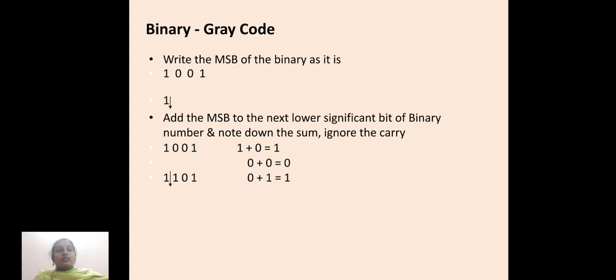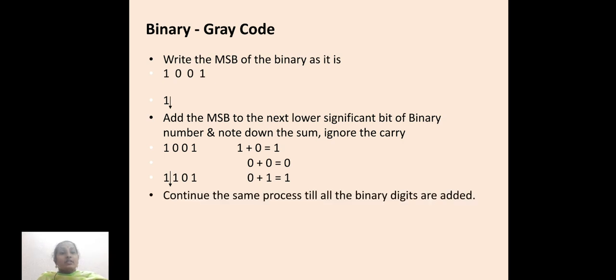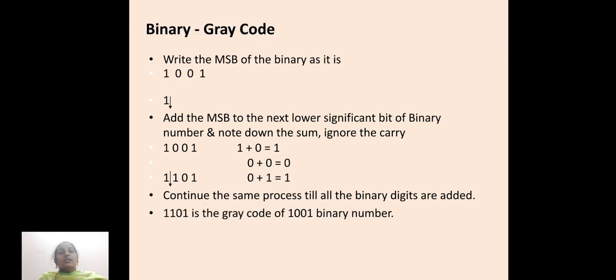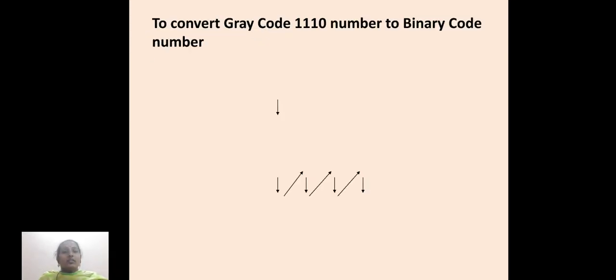See here how to do it. First write the MSB bit of the number as it is. Then add the MSB to the next lower significant bit of the binary number and note down the sum. So see here, in 1001, first you write 1. Next you add 1 and 0, and we get 1. Then you add 0 plus 0 and get 0, and 0 plus 1 gives 1. In this way you continue for binary to gray and gray to binary conversion.